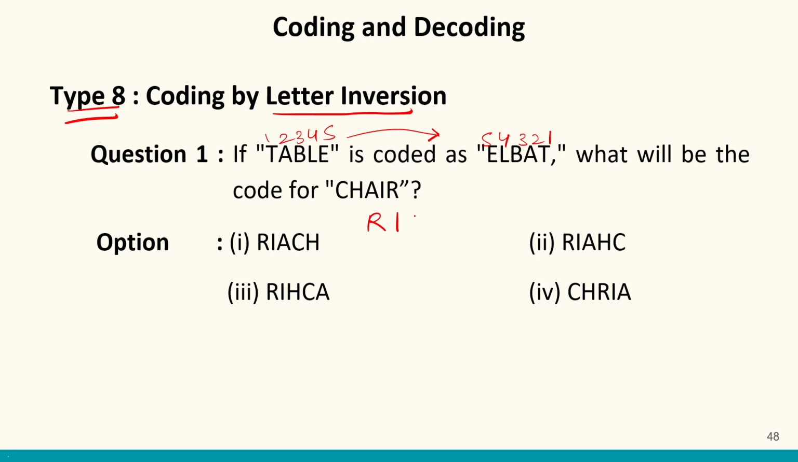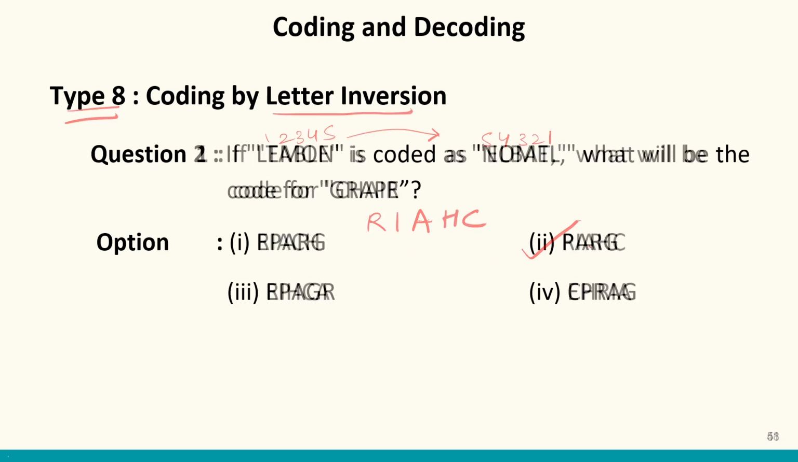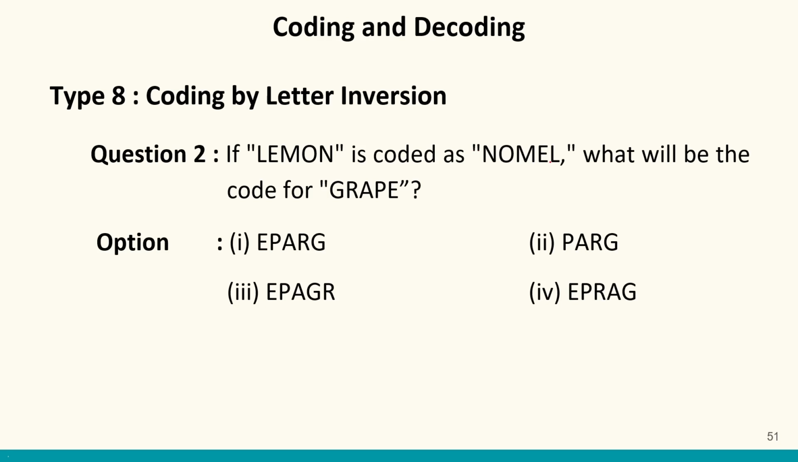So for chair, it will be RIAHC. We have just simply reversed the alphabets. So our answer will be option 2. Option 2 will be the correct answer. Now the options are a little confusing, so just keep in mind and choose the correct option. Now similarly, for lemon, it is NOMEL. This is just reverse order. So for grape, it will be EPARG, which is option number 1. So option number 1 will be the correct answer.